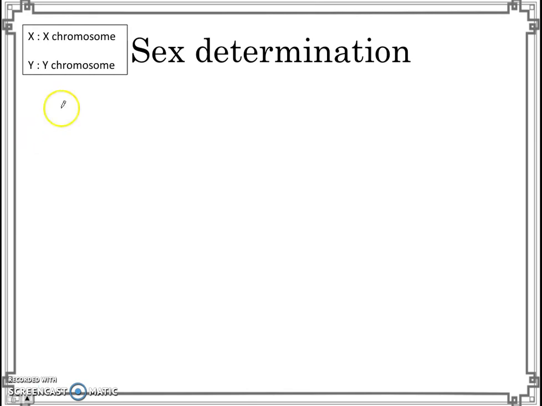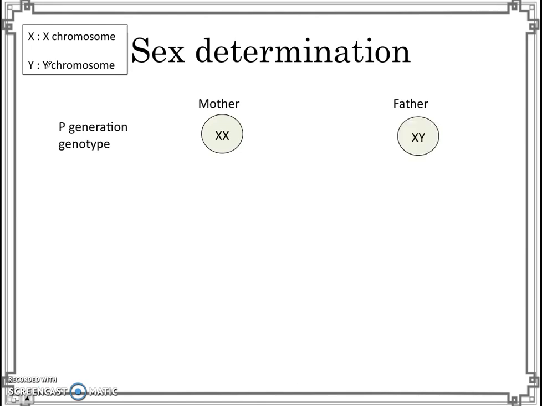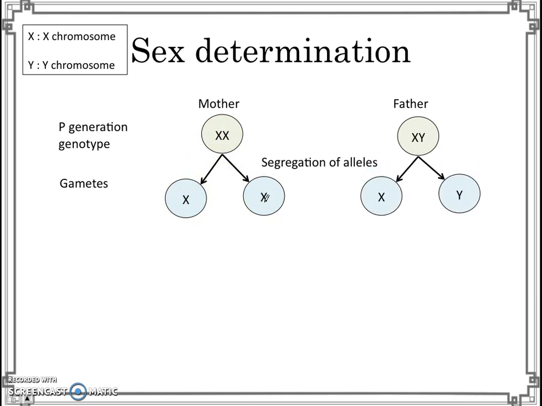Here's how we draw it. So for our legend, I'm going to use X to represent X chromosome and Y to represent the Y chromosome. So imagine the mother would have a genotype of XX because she's female, and the father would be a genotype of XY because he's male. So the mother can only produce gametes which have a single X chromosome inside, right? Her 2 X chromosomes will segregate and end up in different gametes. And the father can produce gametes with either X chromosomes or Y chromosome, but not both.